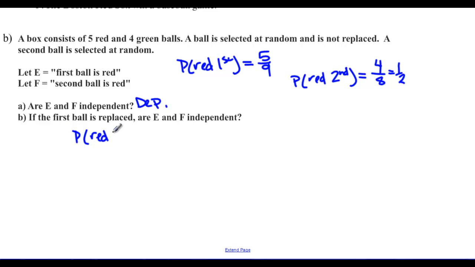Now, if we go through and we replace the ball, so now the probability of drawing a red first ball is still going to be that 5 out of 9, but now the probability of drawing a red second ball, because we've replaced the red ball, we have the exact same circumstances that we did for the first draw, so it's still going to be 5 out of 9. So here, this is an example of it being independent.